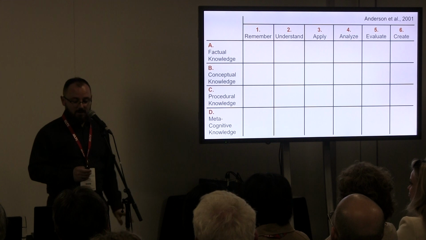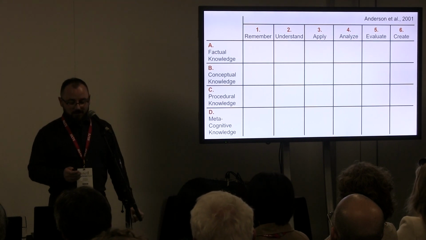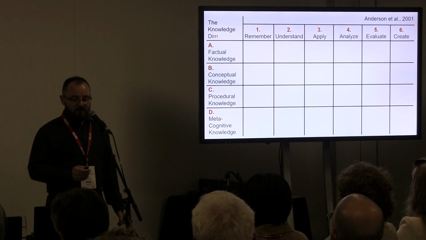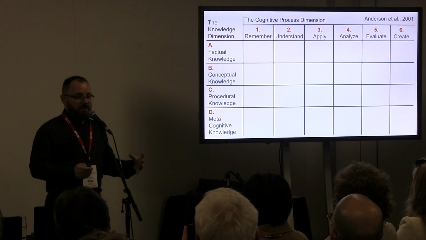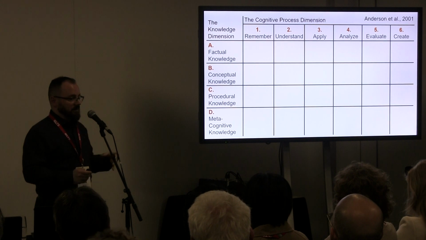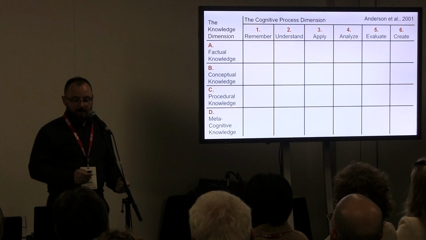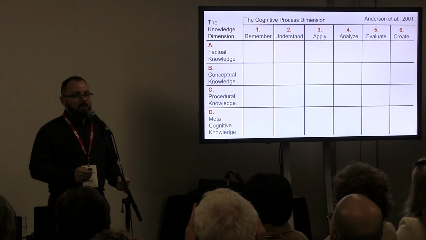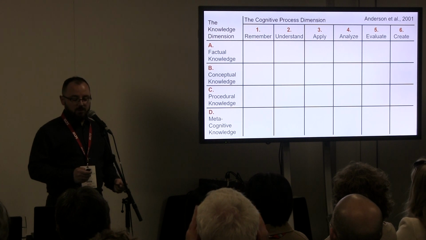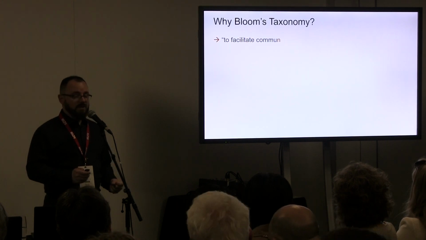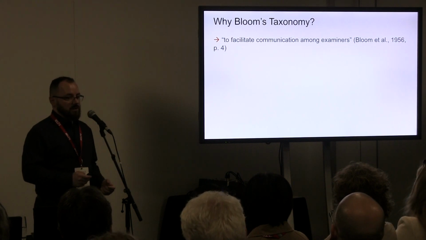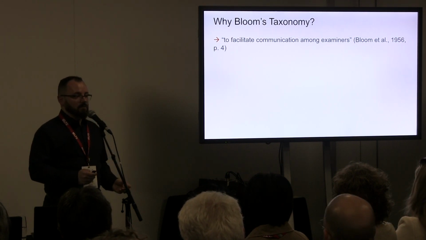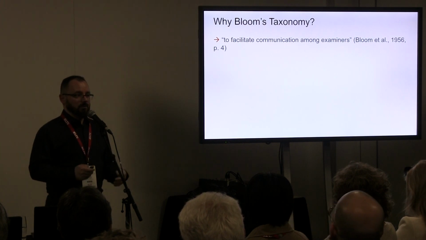Yeah, I agree. So the revised taxonomy looks at the knowledge dimension and the cognitive process dimension, and recognizes that different types of knowledge are involved in different cognitive processes. The original rationale for Bloom's taxonomy was to facilitate communication among examiners. So Bloom's taxonomy was created with testing in mind, to be clear what we are testing.